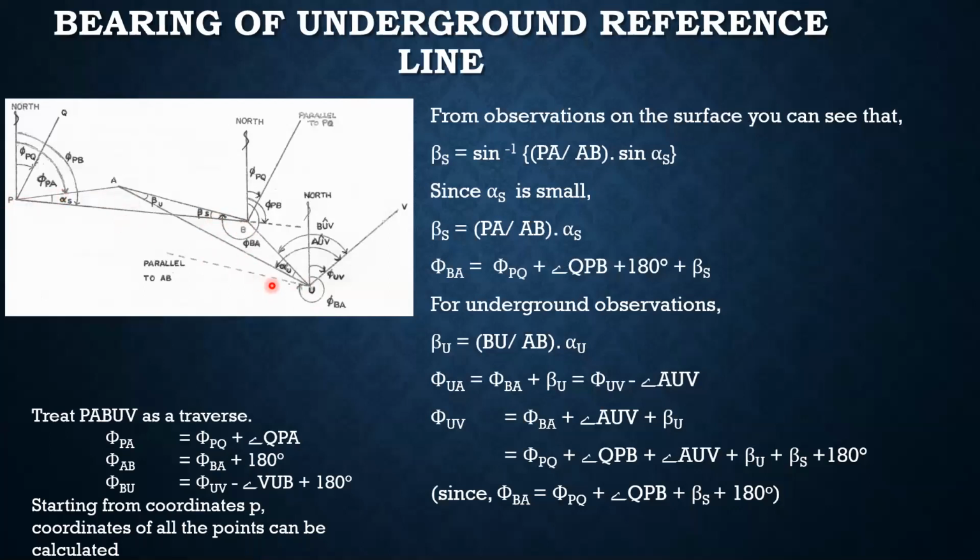AAP plus bearing of beta U. How can that be? If you know this angle, right? If you know this bearing, you can extend this line here, and you only have to add. I'll draw and show that.